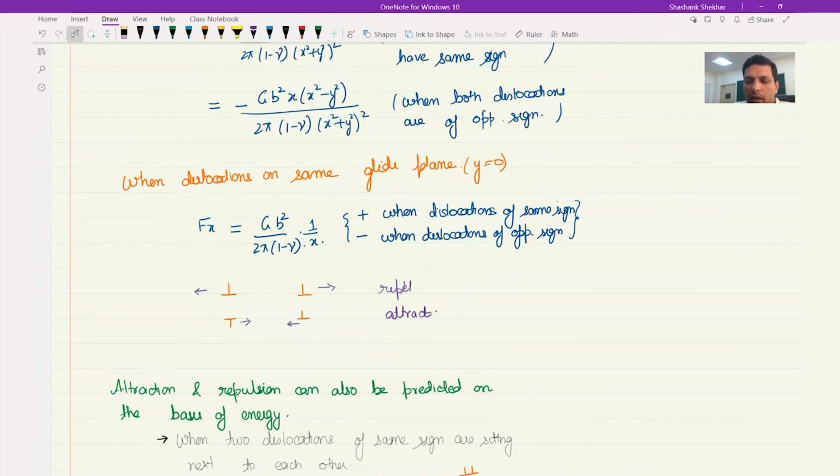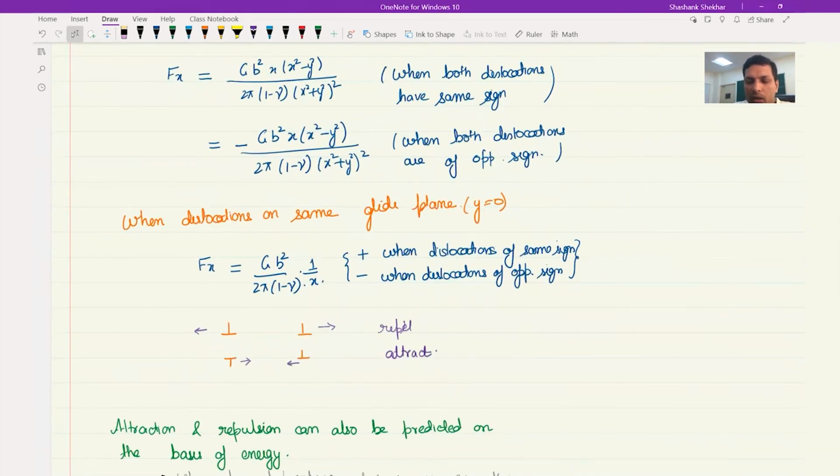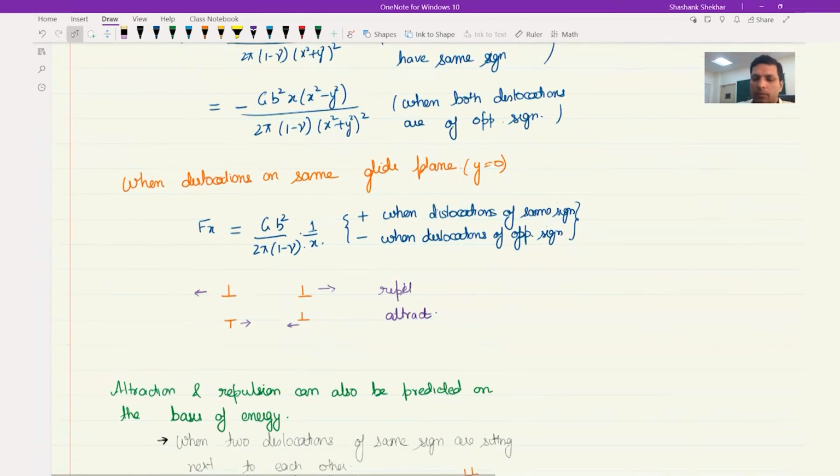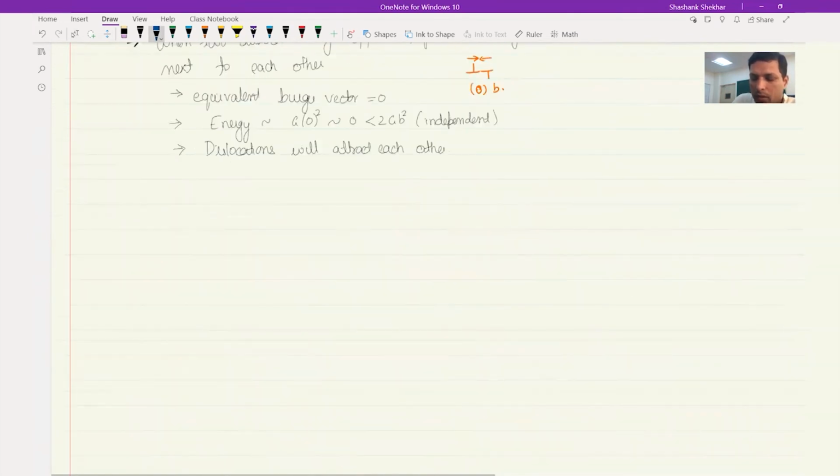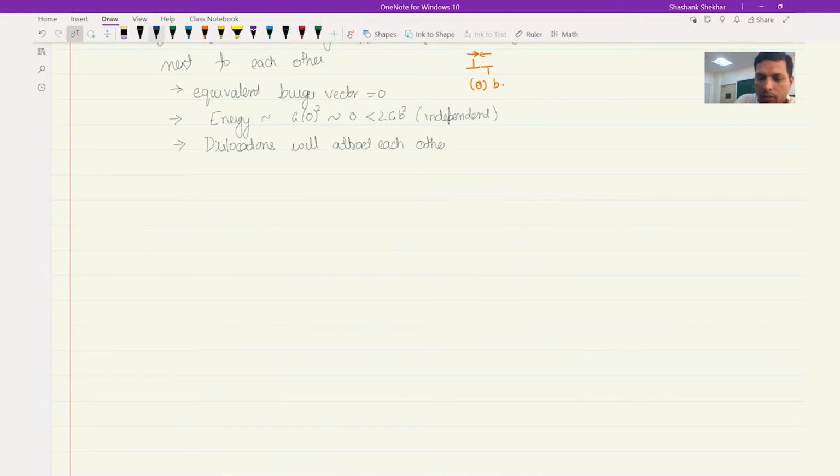So it's not that the force relation is useless or meaningless. We will look at still another example of force. So now we will again bring our equation Fx equal to GB square and look at more analysis. When dislocations are not on the same glide plane, meaning y is not equal to 0.